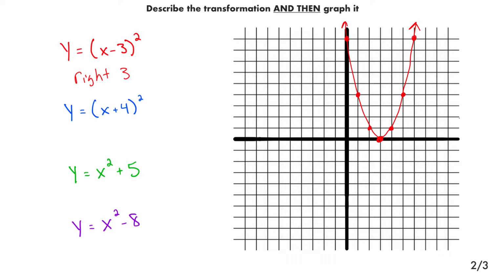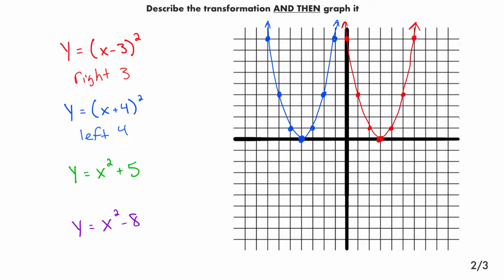Number 2, now I have an x plus 4 inside of the parentheses. If we're adding something next to the x, that tells us movement to the left. So this is left 4. Since we're not doing any vertical stretching or compressing, it's still the same thing. From my vertex, I'm going to go right 1, up 1. Go back to the vertex, right 2, up 4. Back to the vertex, right 3, up 9. Mirror those coordinates across the center. Connect the dots. And you're done.